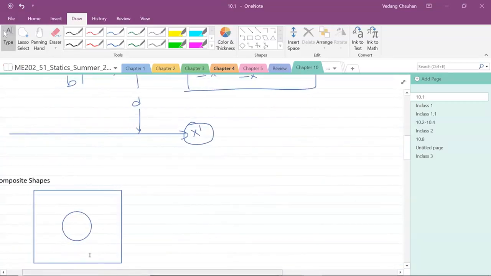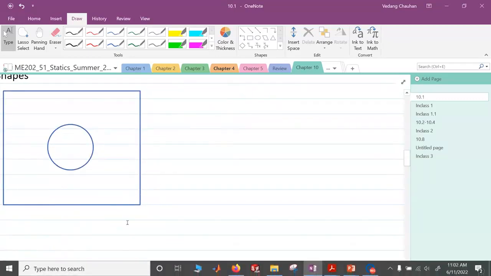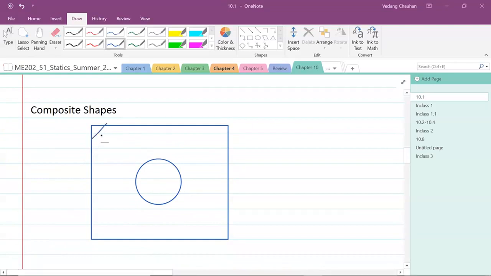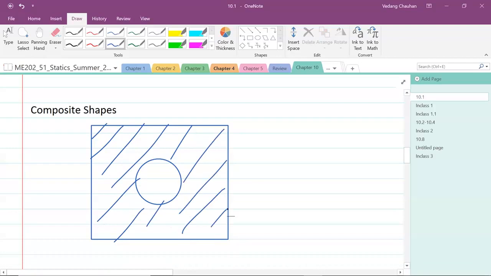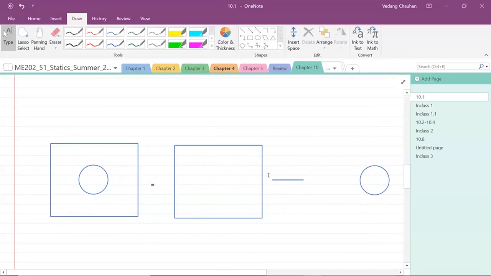Now let's look at another concept, composite shapes. This is very similar to what we discussed in chapter 9 for composite shapes, that if we have a shape which is made up of simple standard shapes, such as this plate with a hole at the center, so the material is here only, there is no material at the center. So how can we calculate the area moment of inertia of this shape about x? For that we can apply the concept of composites. We can simplify this shape as made up of a square and a circle, and since it's a hole, we need to subtract the moment of inertia of the circle.